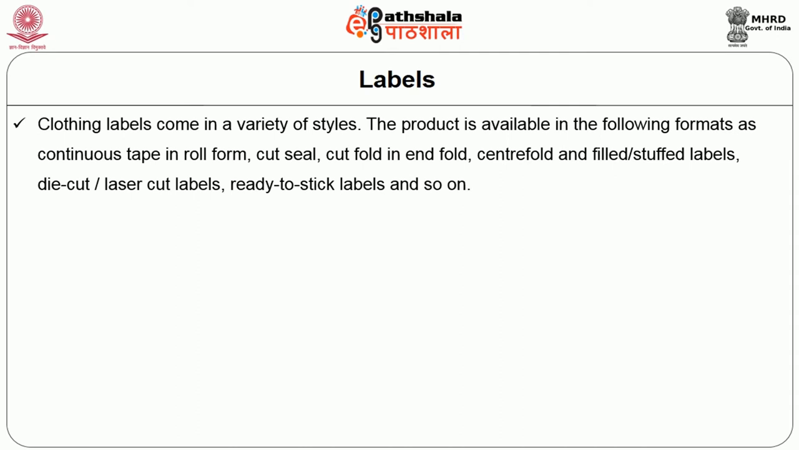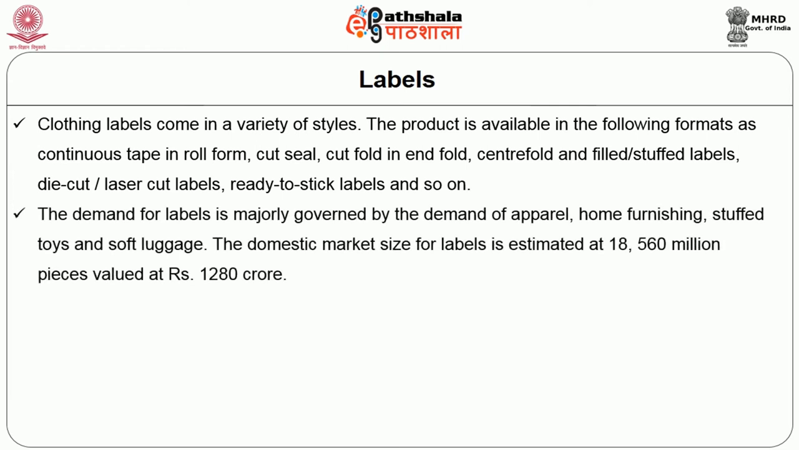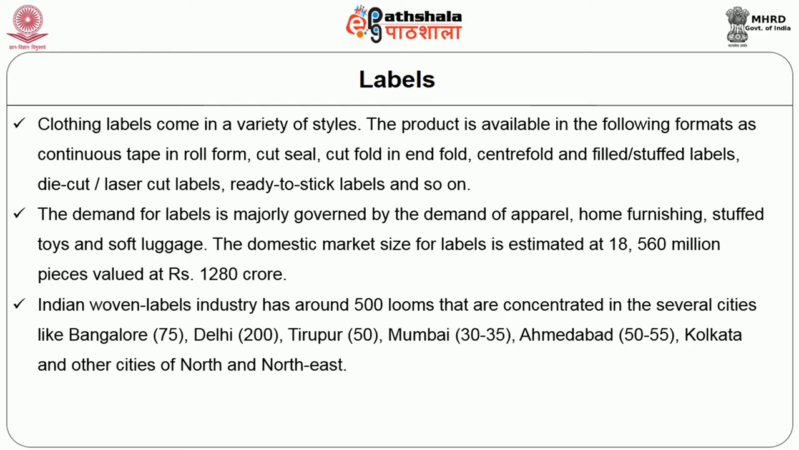The product is available in the following formats: continuous tape in roll form, cut seal, cut folded, end fold, center fold and filled or stuffed labels, die cut labels, laser cut labels, ready to stick labels and so on. The demand for labels is majorly governed by the demand of apparel, home furnishing, stuffed toys and soft luggages. The domestic market size of labels is estimated at 18,560 million pieces, valued at ₹1,280 crores. The Indian woven label industry has around 500 looms and is concentrated in several cities like Bangalore, Delhi, Tirupur, Bombay, Ahmedabad, Calcutta and other cities of North and Northeast.